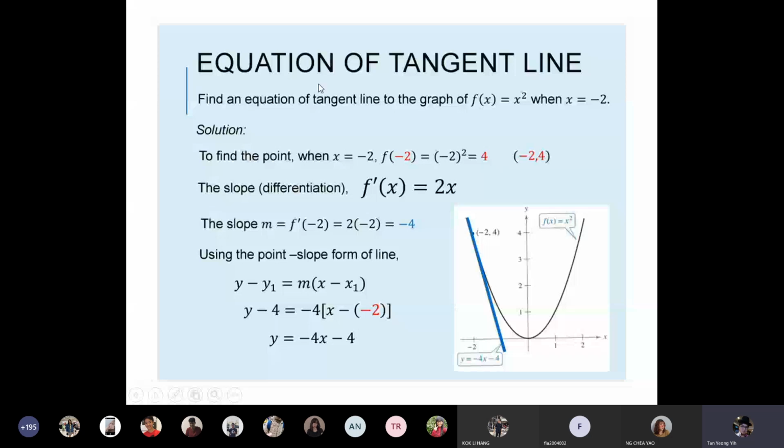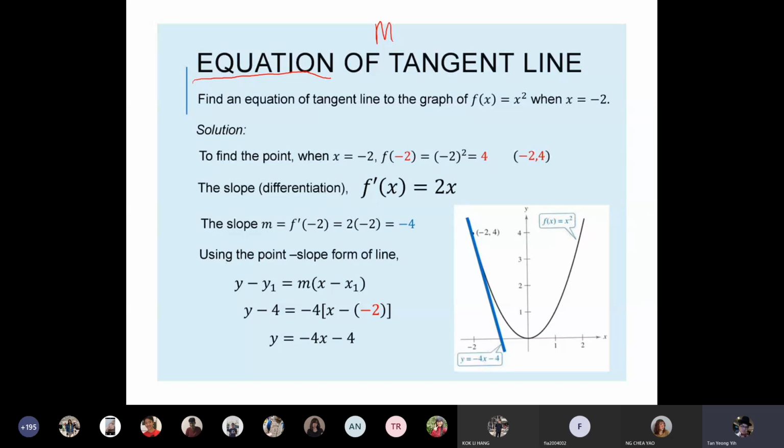Now, next, we are going to find the equation of the tangent line. Before this, we learned how to find the slope of the tangent line. Now we need to learn how to find the equation.